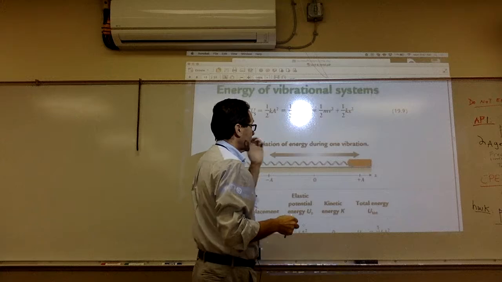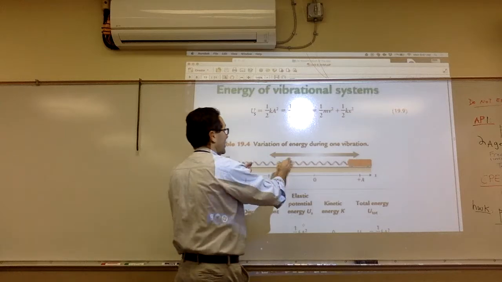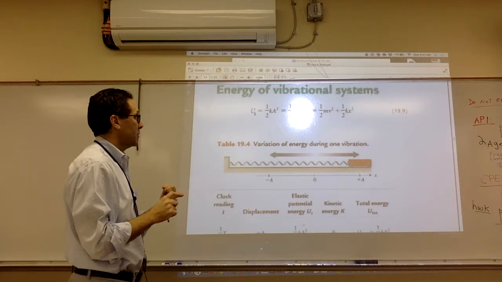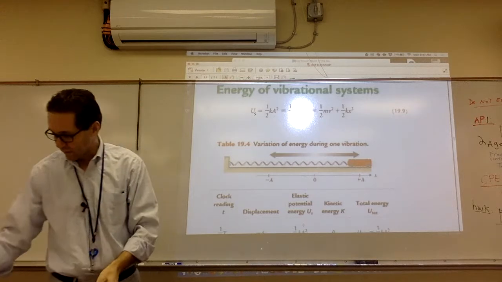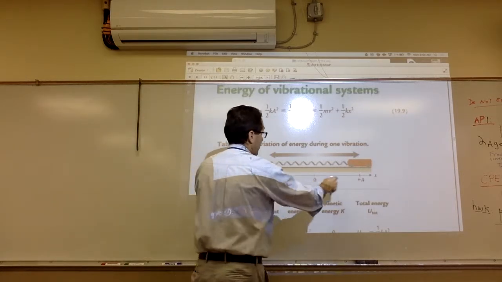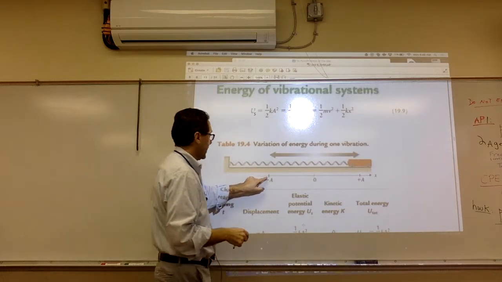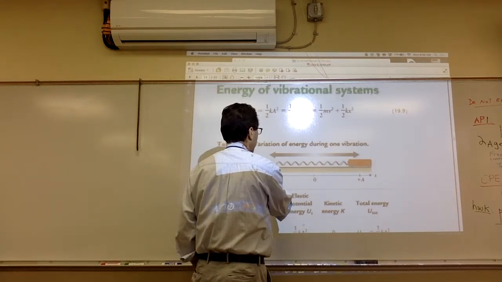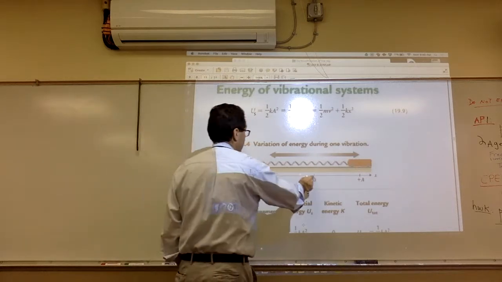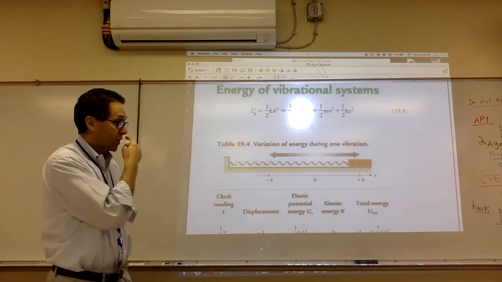When you are in the middle, there is no more stretch or compression, so all your energy is kinetic. But anywhere in between, you have both types of energy because you're moving and at the same time, you are either stretched or compressed. So let's look at the different parts of this trip here. If you started from A, after half a period, you're going to find yourself at negative A. At negative A, all your energy is in the form of potential energy. If you are at 0, all your energy is in the form of kinetic. If you go back to A, it's in the form of potential energy.